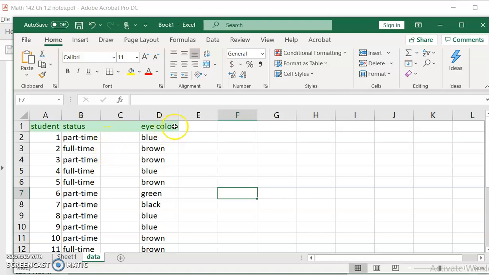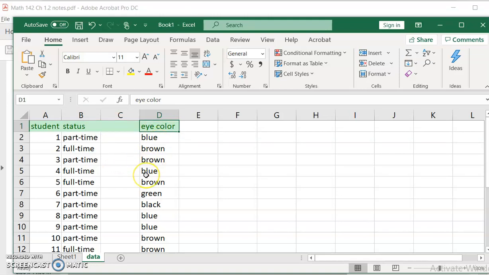And then we also collect the eye color. You can see that the answer is just a category, right? The answer is not a number. So these two, status of a student as well as eye color, are both categorical data.